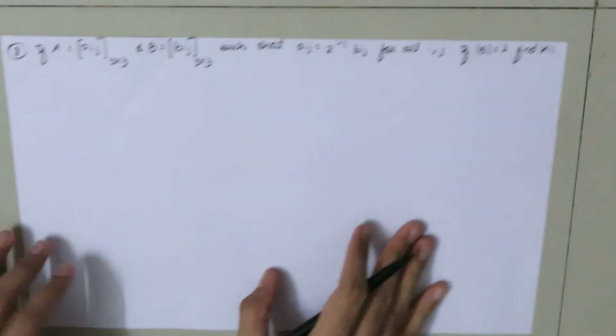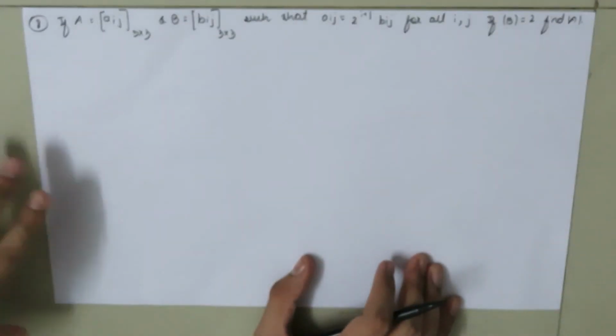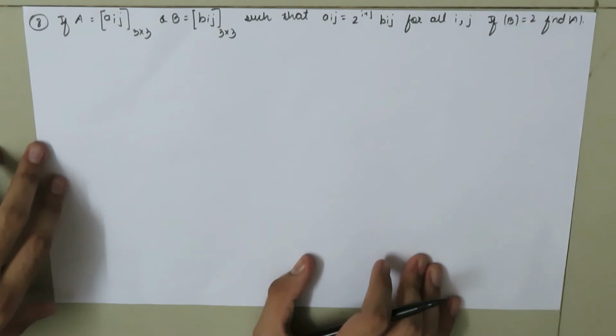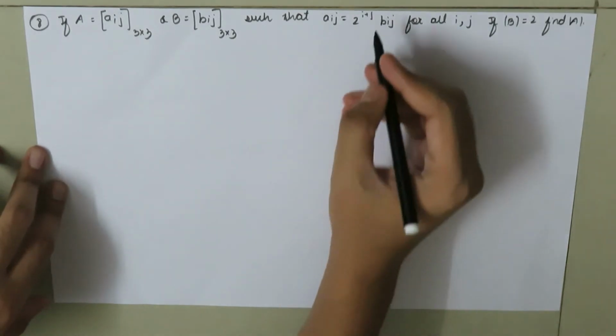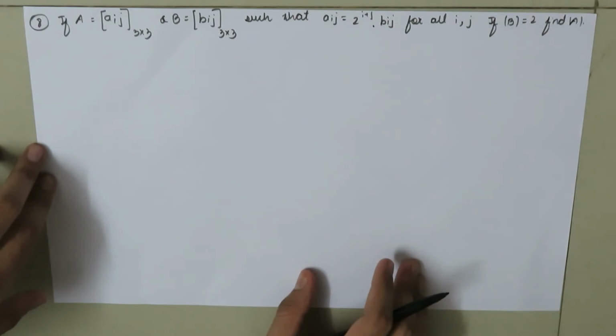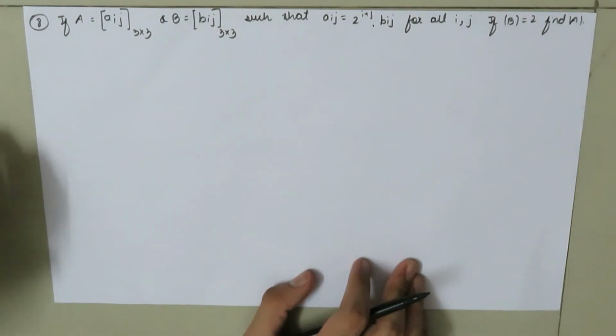So let's take another example. Here we have a question, and here if A is the matrix Aij, that is a 3 by 3 matrix, and B is the matrix Bij, 3 by 3 matrix, such that Aij is equal to 2 to the power i plus j times Bij for all i and j, and if the determinant of B is equal to 2, then we need to find the determinant of A.